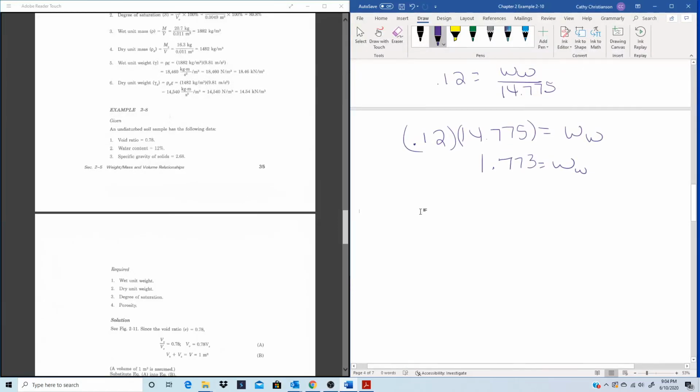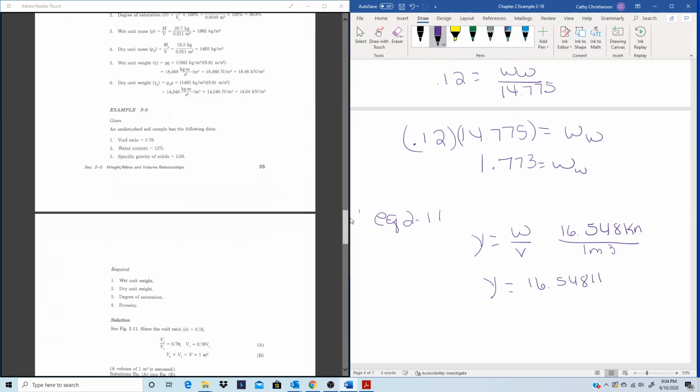Alright, now we're going to go down and solve. The first thing that they want to know is what the wet unit weight is. And wet unit weight uses equation 2.11. Wet unit weight is just the weight divided by the volume. Our weight is 16.548, and that's actually in kilonewtons. And our volume, remember we assumed 1 meter cubed. So that answer is just 16.548 kilonewtons per meter cubed. And that's fine to leave it like that.